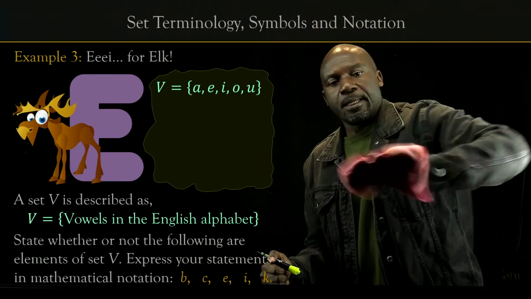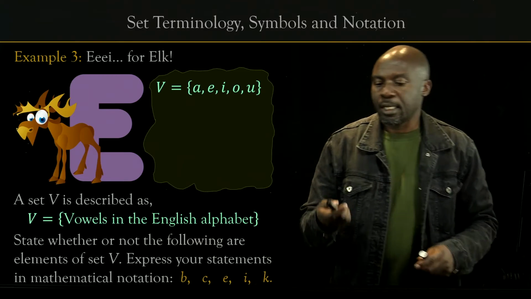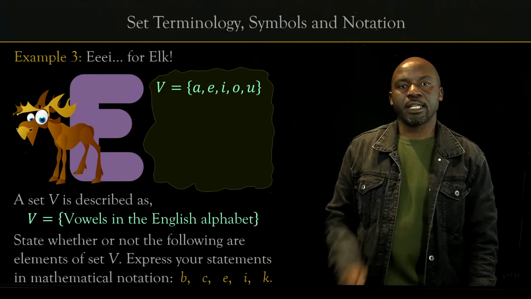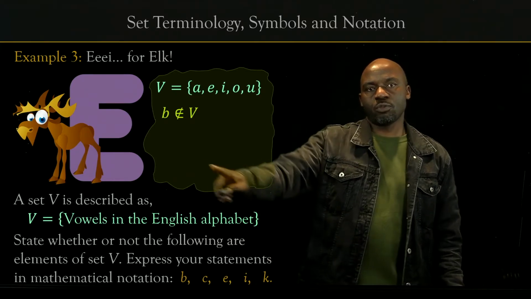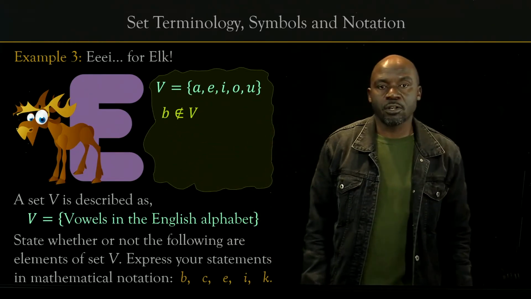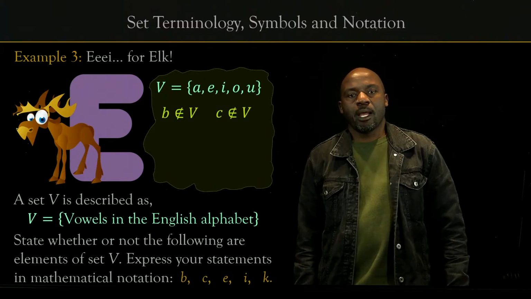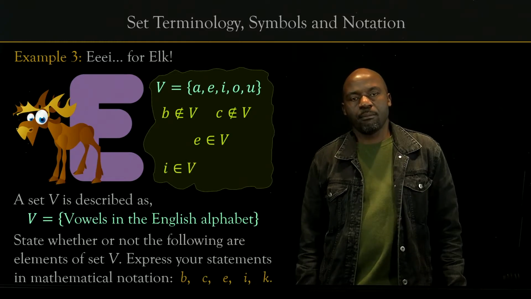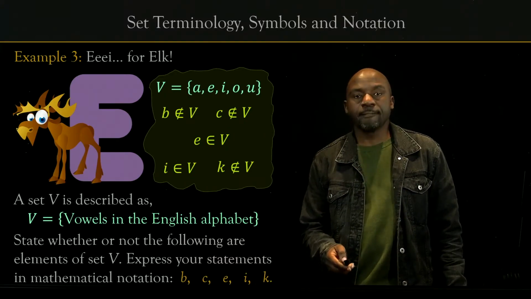So the question is, do these belong in that set, and how do you represent that using the notation for sets that we've already talked about? So we can write here already that B is not an element of set V because B does not exist in there. So it's not an element of the set. C is also not an element of set V, but E there is an element of set V. I is an element of set V, but K is not an element of the set. Okay, I hope you got that right. We can move on.